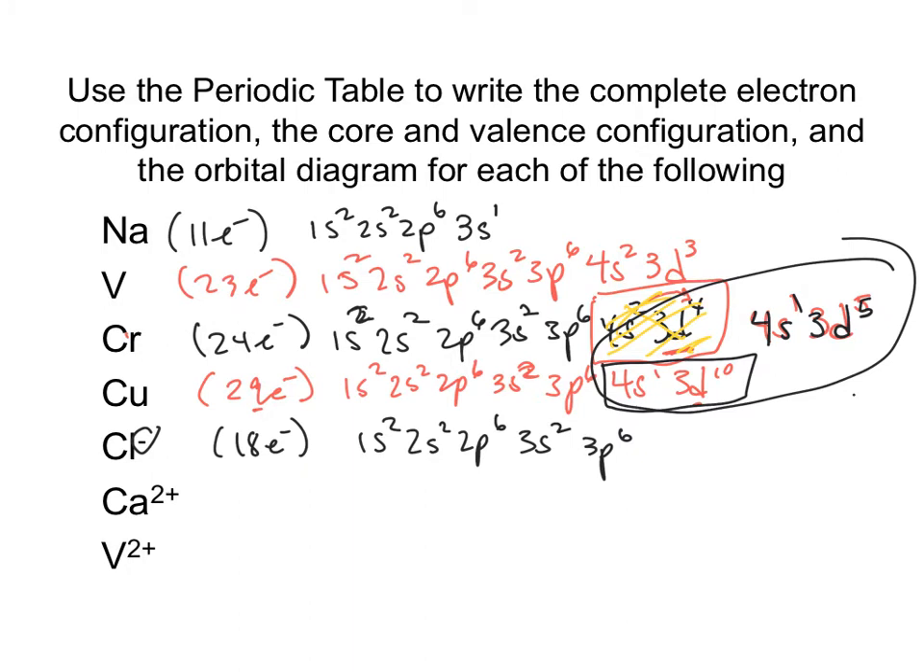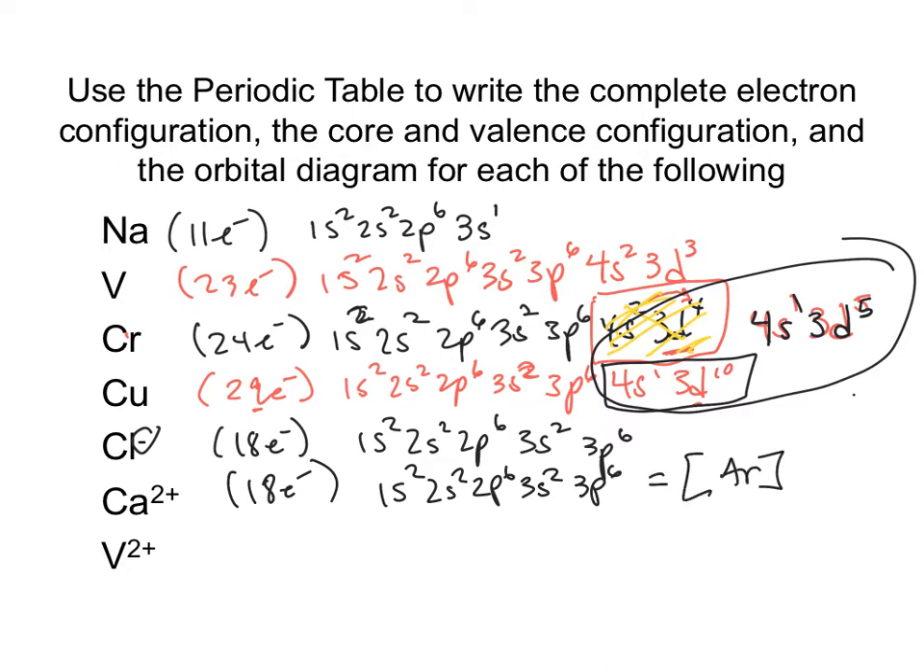the chloride ion. All right, calcium is next, and that one is the 2+. And now you're going to take 2 away, right, to make the 2+ ion. So this is 18 electrons as well. It's the exact same configuration as chloride. So we also could say that these 2 have the core configuration of argon.